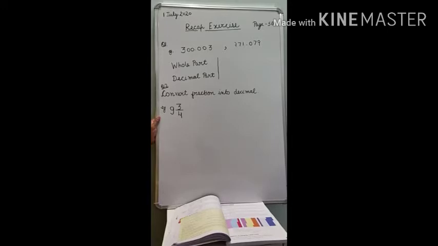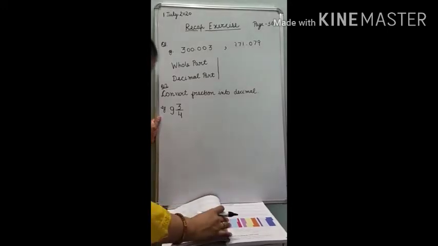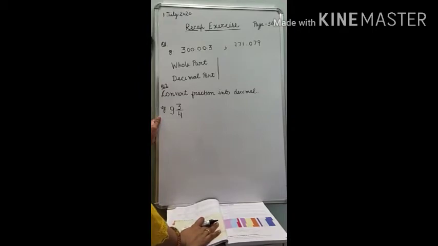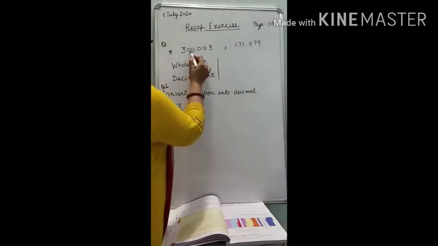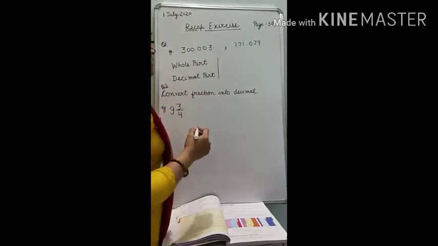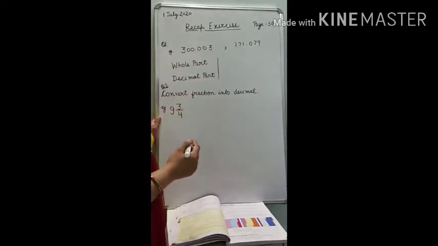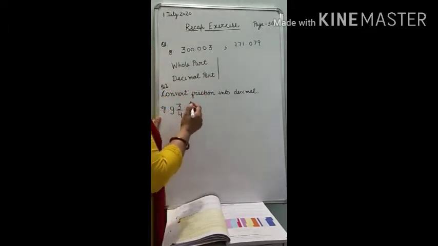Today we will start the recap exercise which is given in your book on page number 58. The first question is: write the whole part and decimal part of the following decimal numbers. Some decimal numbers are given and we have to write the whole part and the decimal part. As I told you earlier, this is the whole part, and the digits after the decimal point are the decimal part. So we will write the same.